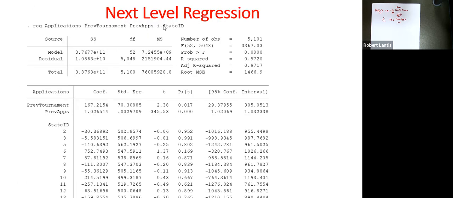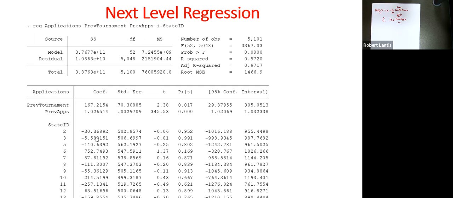I then did an additional thing where, just like the year indicators, I created an indicator for what state the university was in. So we know there's probably differences across states. Different states have economic factors that are impacted by it, and so the number of applications they receive might change as a result of that. So I can control for what state the university is in as well. If I do that, notice now I get a similar estimate. It's a little bit higher, but the p-value's fallen quite a bit, right?